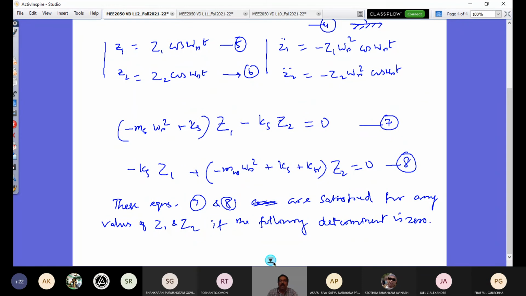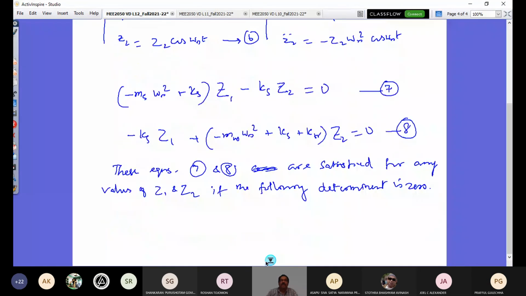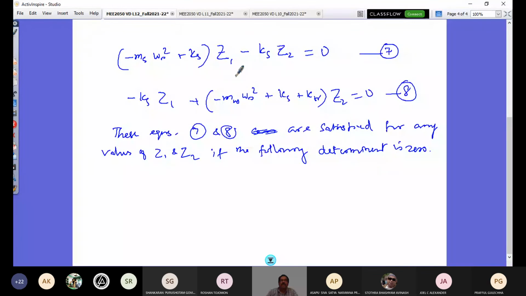So what I mean by that, I can rewrite this. I can represent this in a matrix form. So Z1, Z2 as a vector I can take out, and I will have one matrix 2 by 2 and another matrix 2 by 1. That's equal to 0. And I can write the following determinant equating to 0 would satisfy any values of Z1, Z2 in this equation.